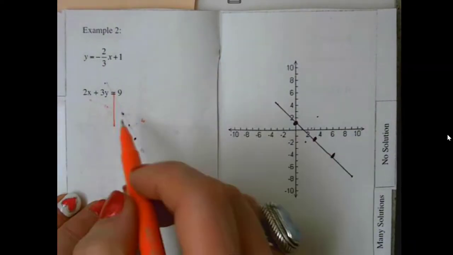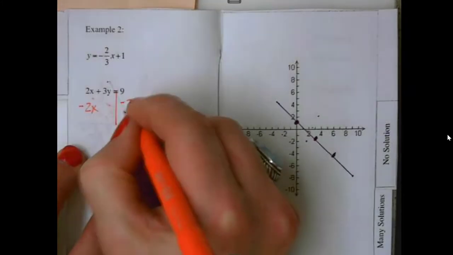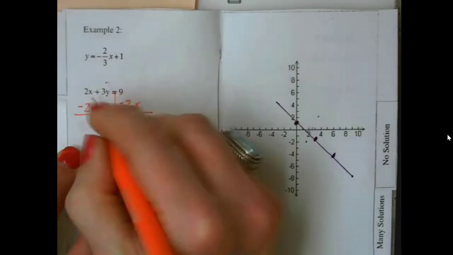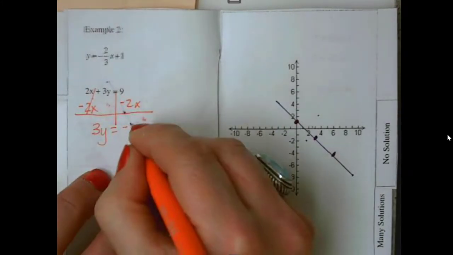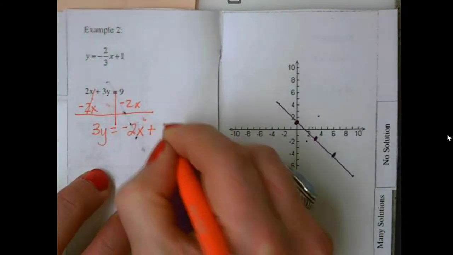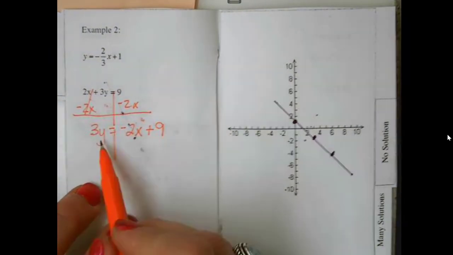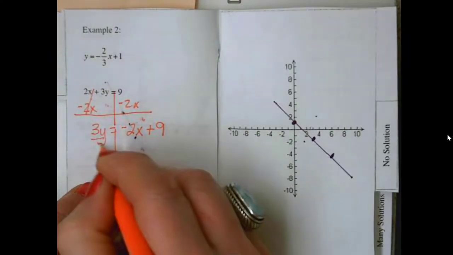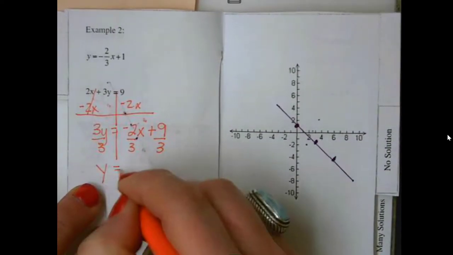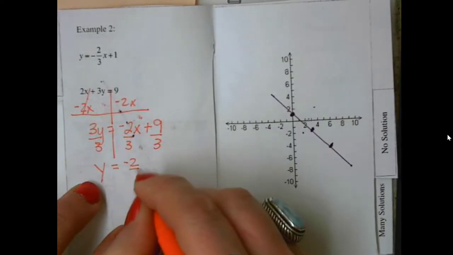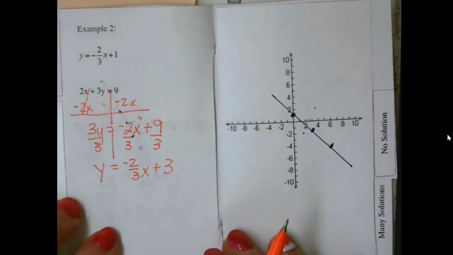So I have enough room here, I'll go ahead and use it. I'm going to subtract 2x from both sides. I get 3y, rearrange, those aren't like terms. Put my x term first and then my constant. And now I need to still solve for y, so I'll divide everything by 3. And I get a solution of negative 2/3 x. 9 divided by 3 is 3.